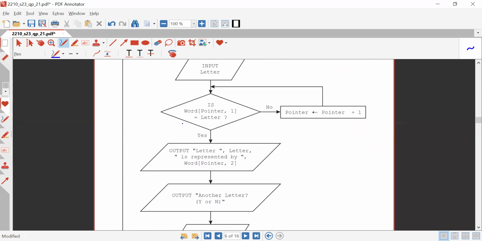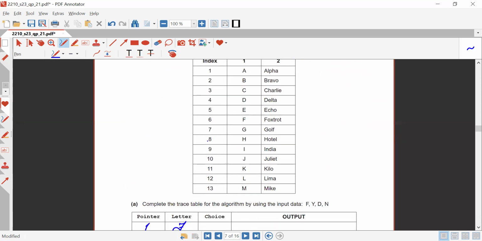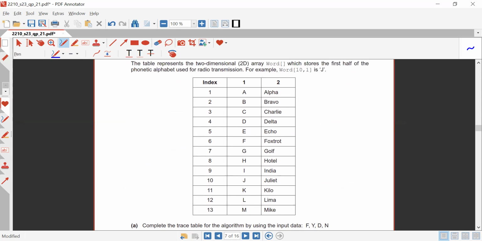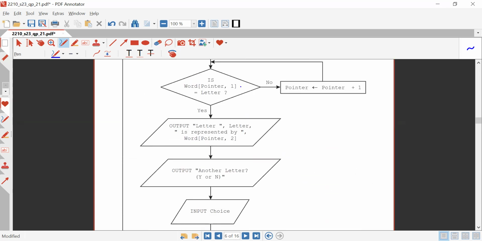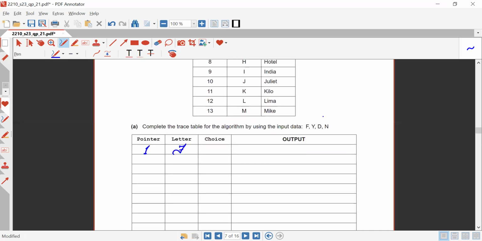Okay, once you have placed F, now they are saying is word pointer. That means 1, comma 1 equals to the letter. So is 1, comma 1 equal to the letter? No, it's not. It's equal to the A right now. So what are we going to do? They are saying pointer will be incremented by 1. So that means the updated value of the pointer will be 2.